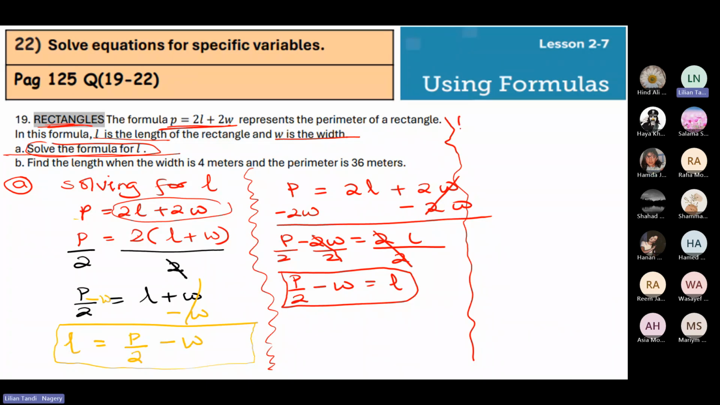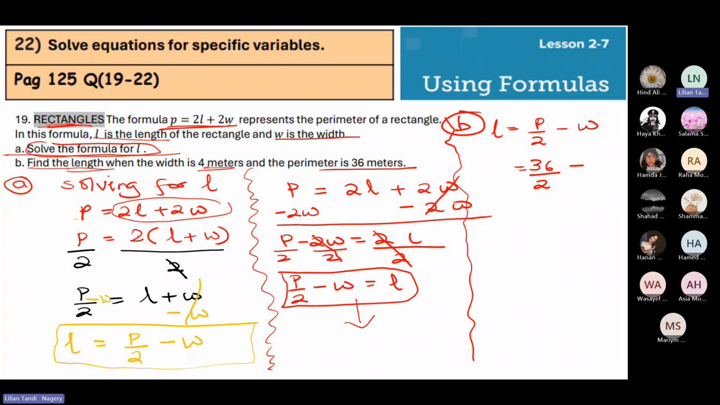All right, let's do B. B says what? Find the length. So, B says find the length. Yes? So here is the kanun I will use. L equals P taksim ithnena minus the width. Did the question give me P? Yes. The P is 36. I taksim ithnena, I minus the width, which is arba. 36 over 2 is 18, minus 4, and my answer should be 14 meters.